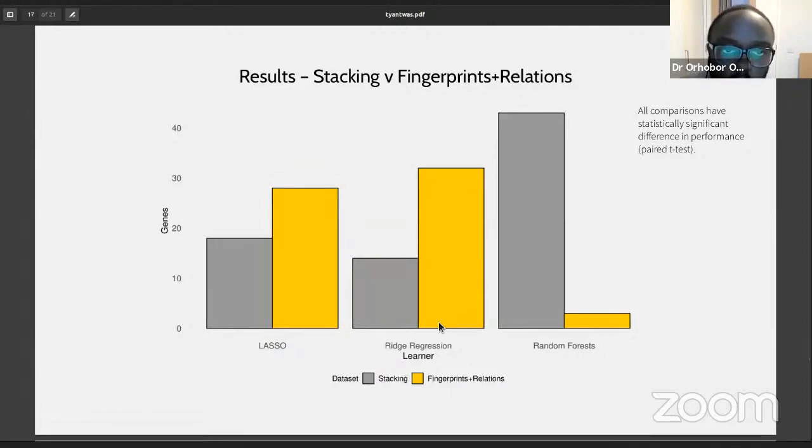And then if we compare stacking to fingerprints and relations, same thing here. We find that for ridge regression and lasso, combining the fingerprints and relations outperforms stacking. But for random forest, stacking still outperforms combining, so simply concatenating the fingerprints and the relational data set.